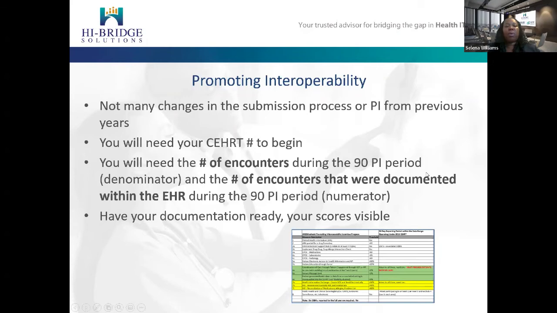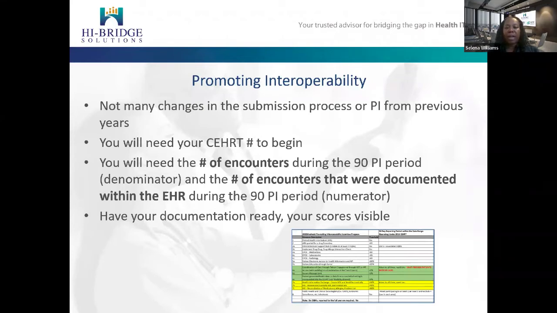Okay, so promoting interoperability. Of course, as I mentioned, there are not many changes to the submission process of the PI from previous years. But what you do want to make sure is that before you go into Mapper, before you sit down and start your application process, you have your certification number from your EHR, along with your login information. You're going to need that before you can go any further. It's going to ask you for that number. So make sure you have that handy before you start your process.